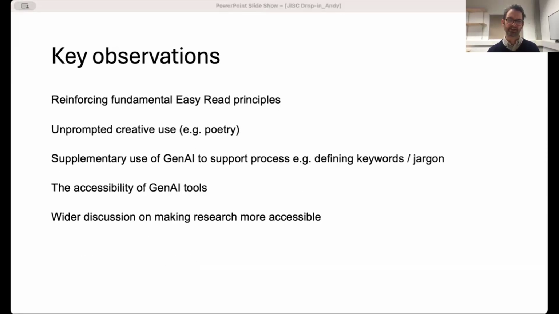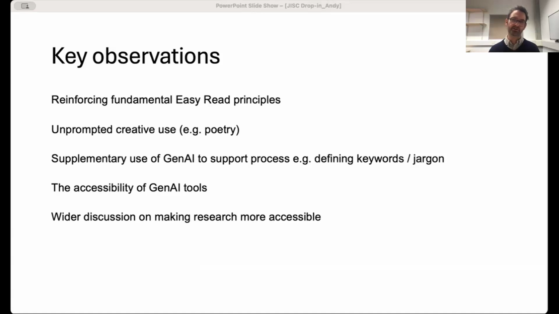So just a few key observations. I think we did see a lot of reinforcing of fundamental Easy Read principles, some of which Katie has already outlined: using common words and phrases, having just one key idea per sentence or bullet point, active rather than passive voice, that type of thing.